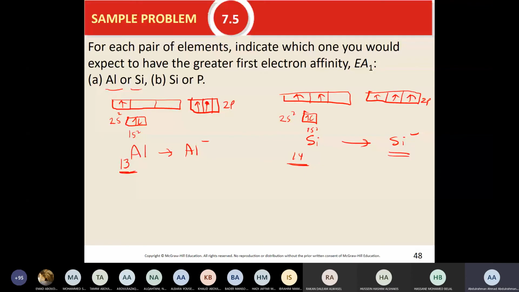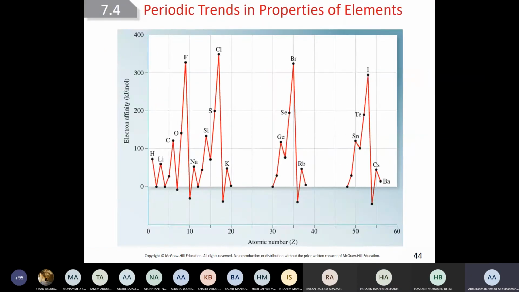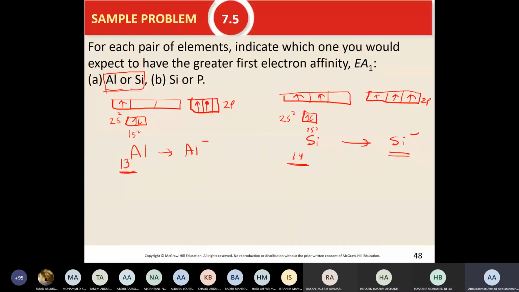Clear? So, which one will have better electron affinity, aluminum or silicon? Silicon will be more, exactly. Look at the numbers here. Which one is bigger? Silicon. Now, let's go to the other one. The other question now: I want to compare silicon or phosphorus. And then I'll take this away.